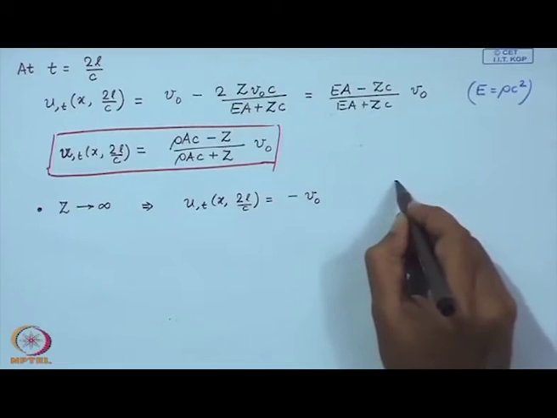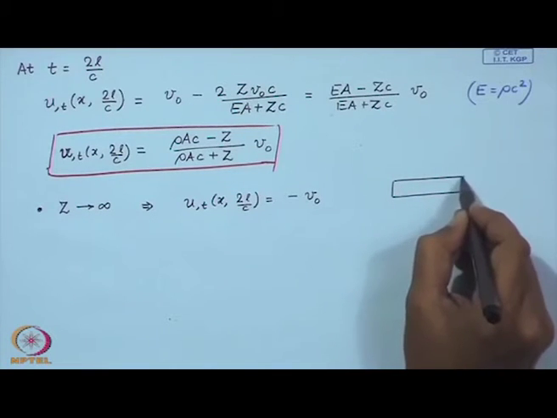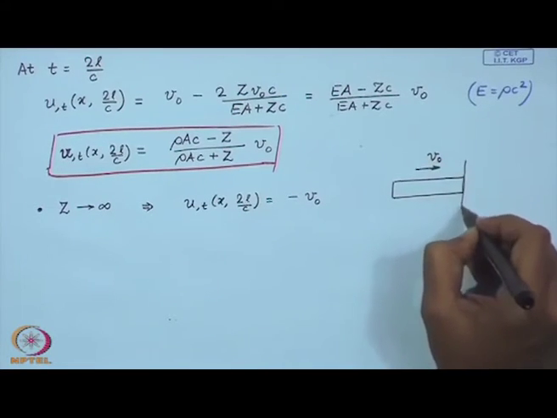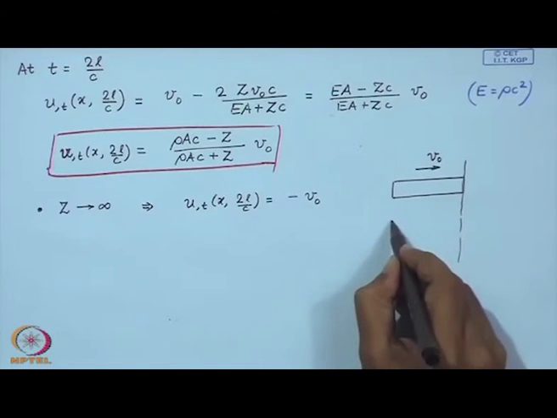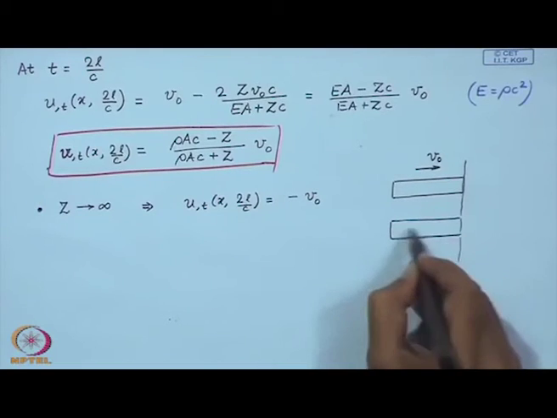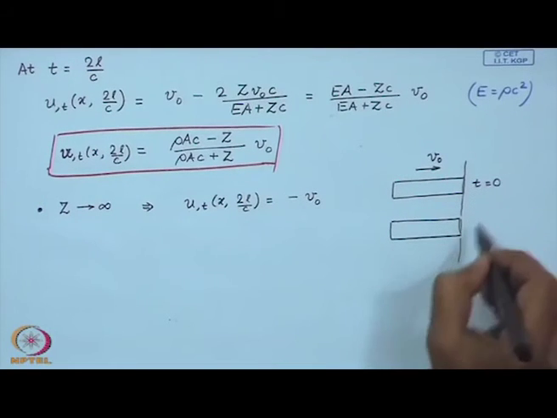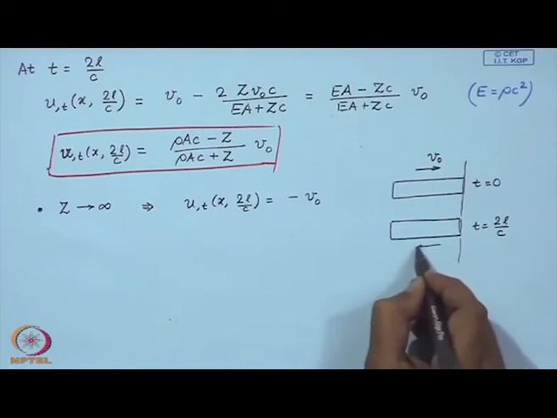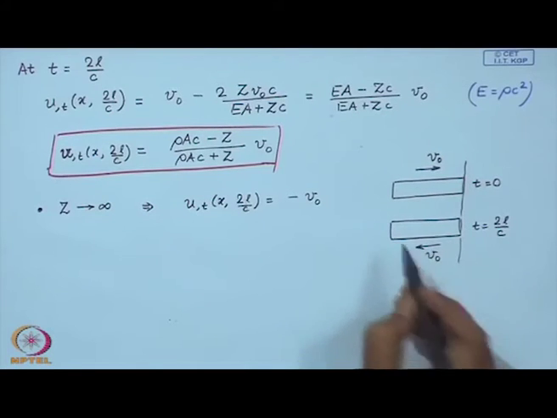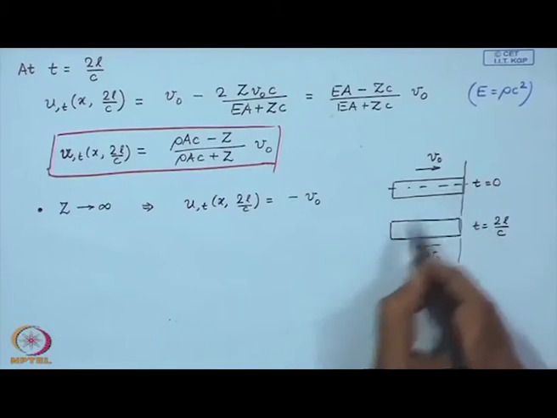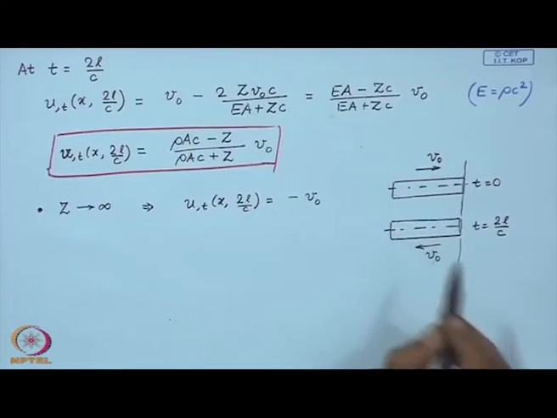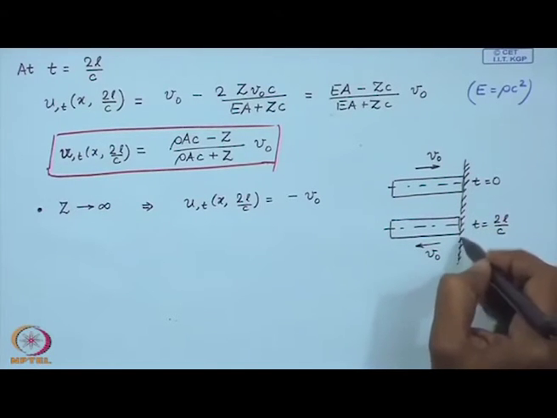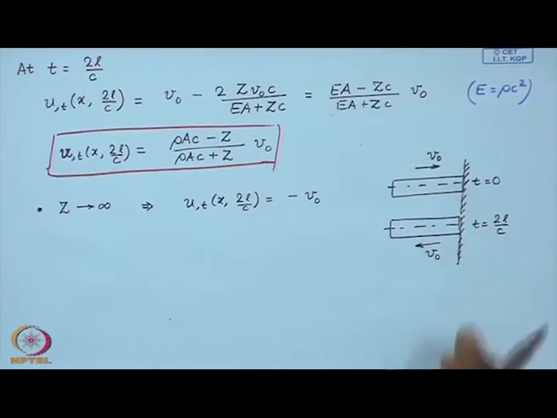In other words, the bar rebounds back. It was coming with an initial velocity v naught and it hits a wall, and after time L over c, it rebounds back with the same velocity with which it came. So, this is the case when this is a rigid wall.